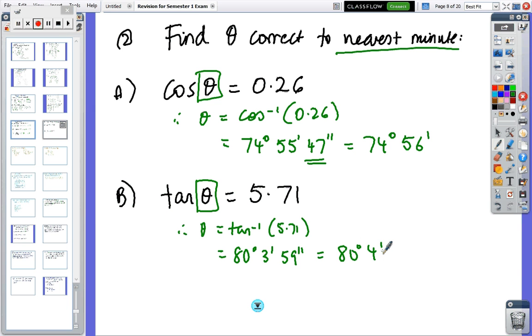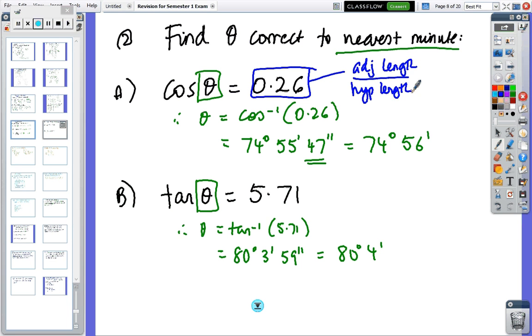Okay, so what these numbers mean, just so you understand, like that 0.26 means, because we're looking at cos, that means the adjacent length divided by the hypotenuse length for a 74 degree triangle would be equal to 0.26. So that's what the 0.26 means. It's a ratio of the two lengths.